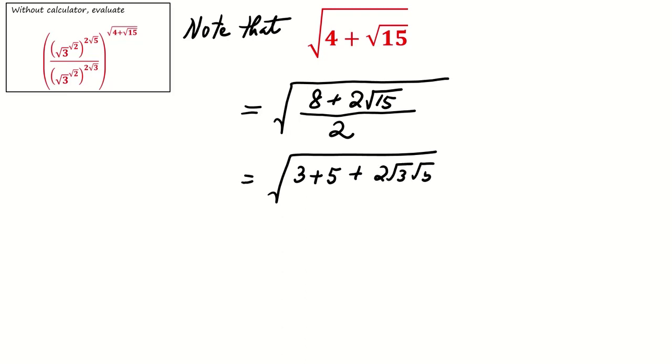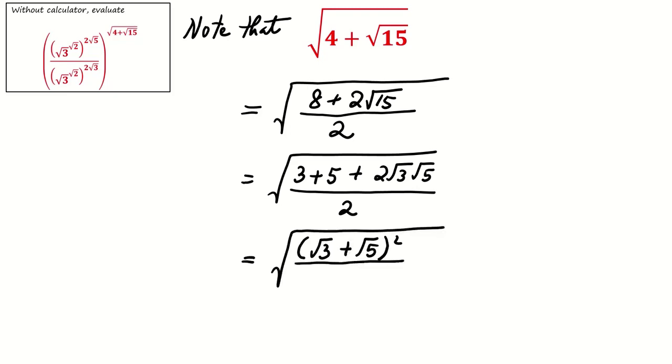So 3 plus 5 plus 2 times square root 3 times square root 5 is equivalent to square root 3 plus square root 5 squared. Finally, this expression becomes square root 3 plus square root 5 over square root 2.